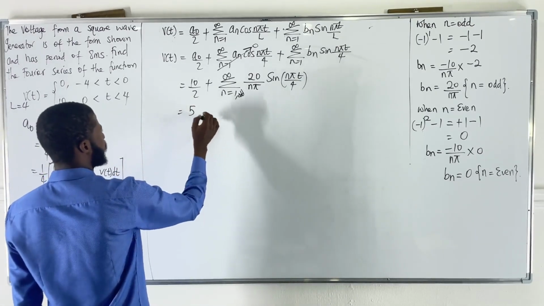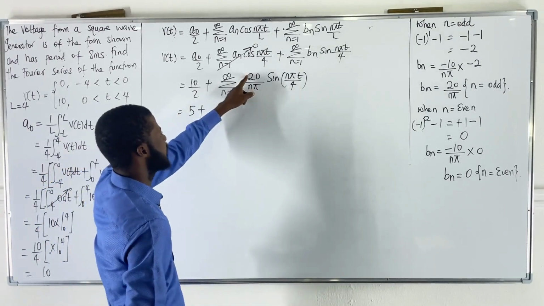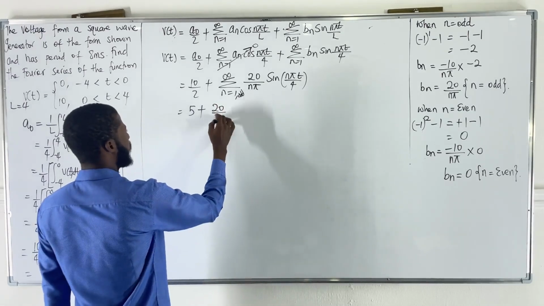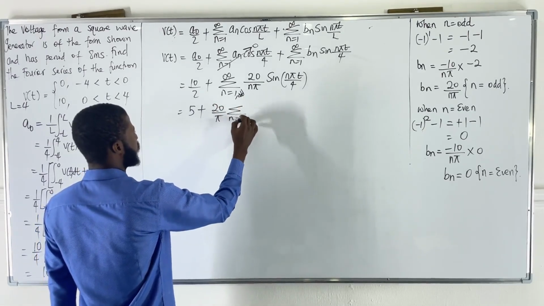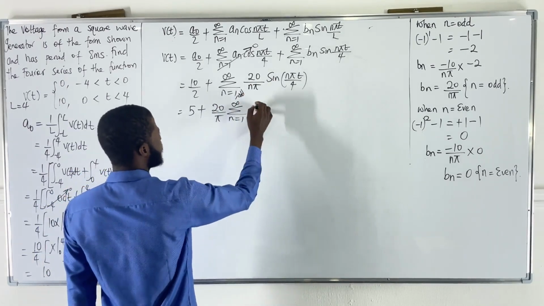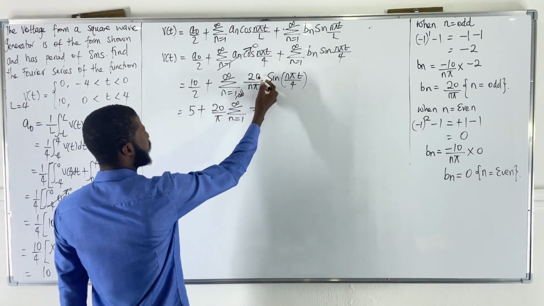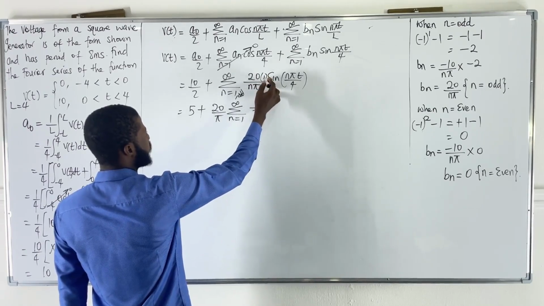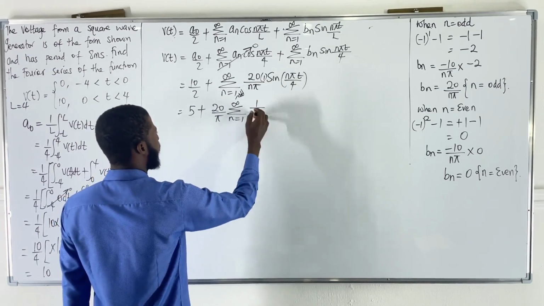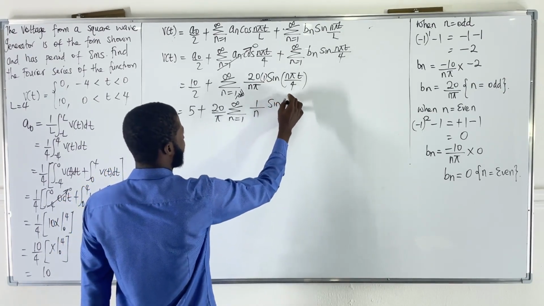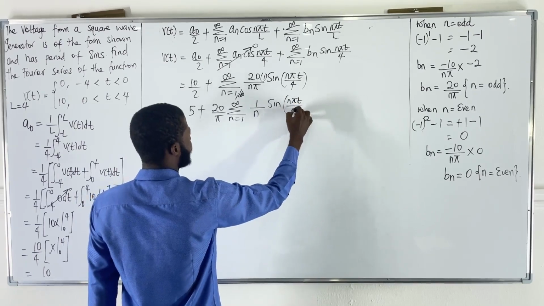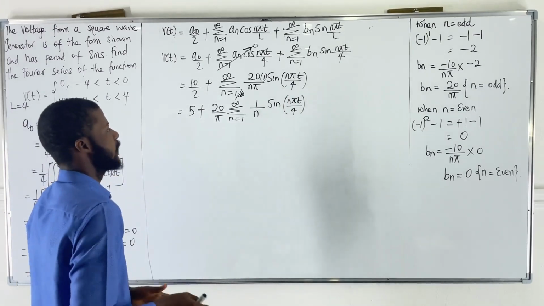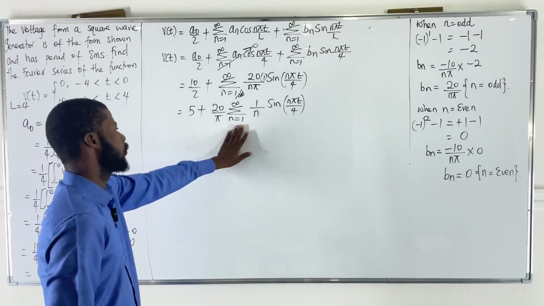Now 10 over 2 is 5. So this will be 5 plus, what is the constant here? 20 over pi is a constant. So bring it out. This will be 20 over pi, where the sum from n equal to 1 to infinity. What will be left is 1 over n, because the 20 is out from the numerator. So remember that this can be 20 times 1. So this is 1 over n, sorry, not 1 over pi. 1 over n sine n pi t all over 4. Okay. Now at this part, this should be my answer.